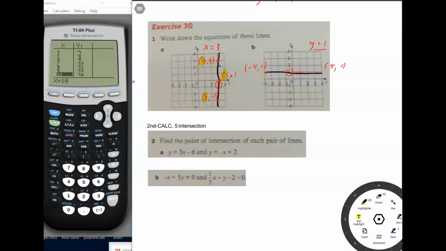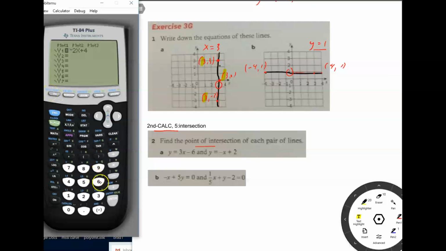Okay, we just talked in the first problem about a way of using second calc intersect to solve the problem at the top. Now we're going to use it to simply find the point of intersection between two given lines. So this is one of the easier things to do.